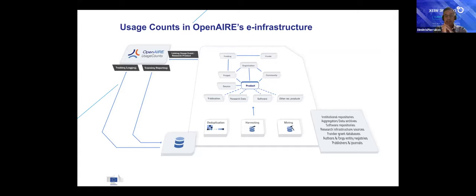The usage counts service links the usage events to these research products. And by linking, we mean simply counting these usage events as they occur in data sources. These usage events are views and downloads for each research product. These usage events are collected, aggregated, and analyzed, and we finally produce statistics and deliver standard activity reports about research usage. So this is more or less the usage counts service inside the OpenAIRE infrastructure.